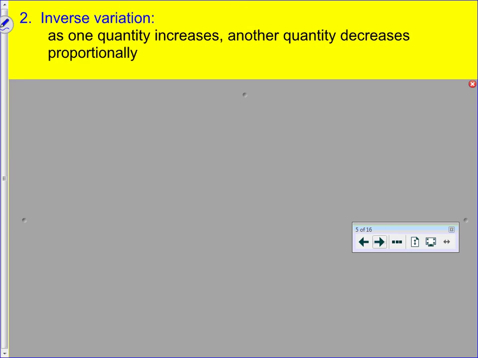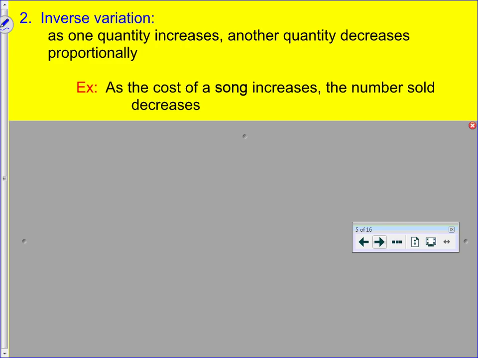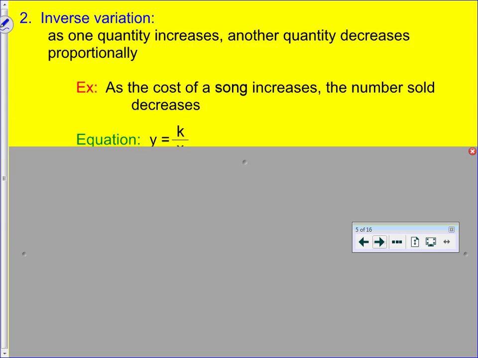Now, let's go on to the second part, inverse variation. So as one quantity increases, another quantity is now going to decrease. So as one goes up, the next goes down. An example of this is the cost of a song. If you're buying a song from iTunes or you're listening to a podcast, whatever the case, if that song continues to go up in price, the number that is actually going to be sold eventually will start going down. Okay, one thing increases while the other decreases.